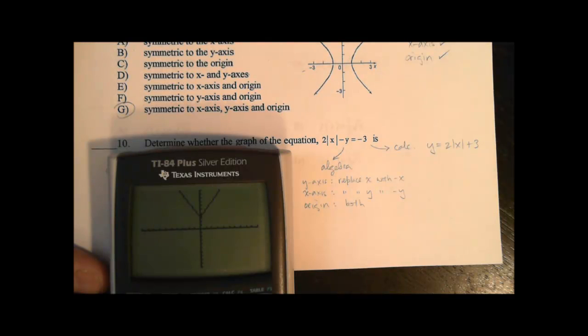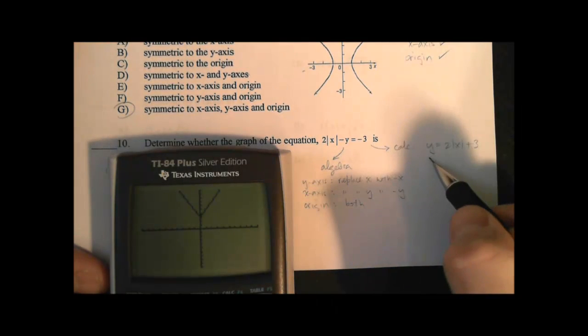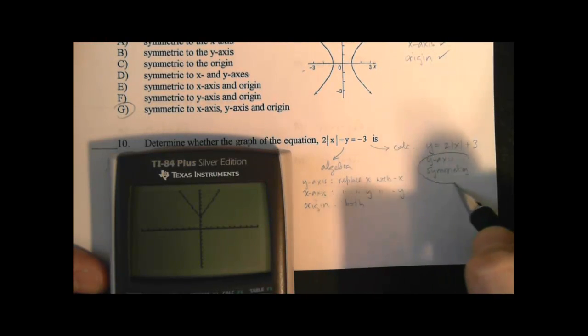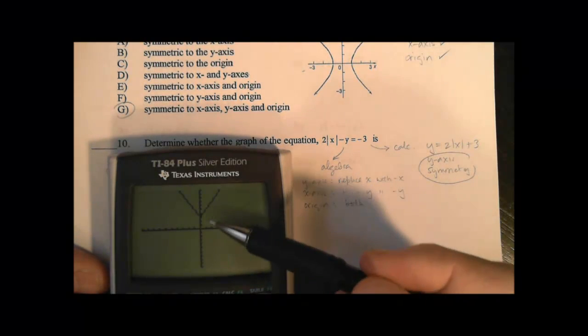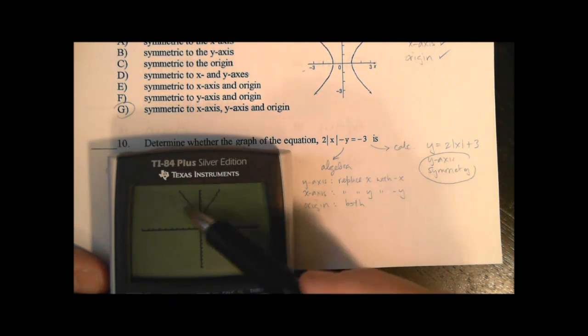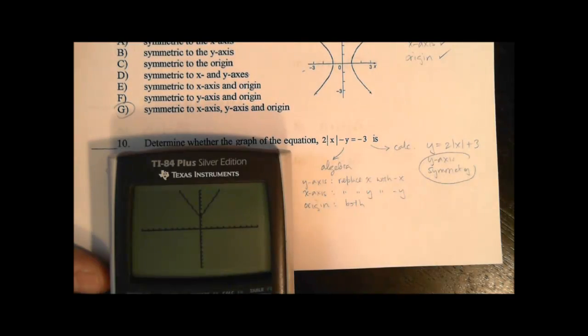And you can see, at least this graph does seem to show y-axis symmetry. And it doesn't have x-axis symmetry. If you were to reflect across the x-axis, we don't see a matching graph down here. And origin symmetry, if you do both of those or equivalently rotate 180 degrees, we also don't see that symmetry.